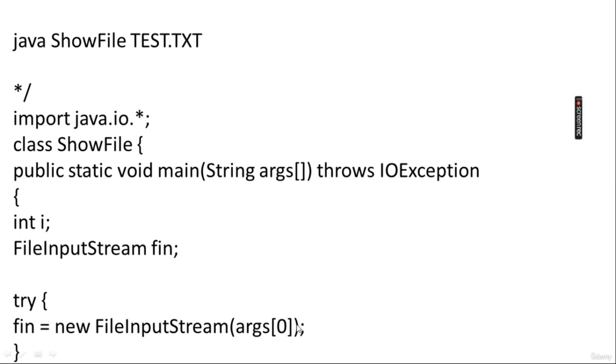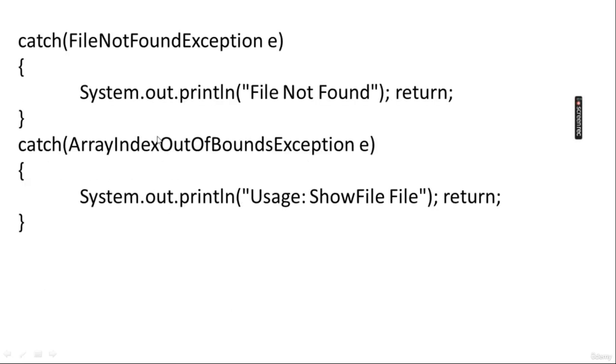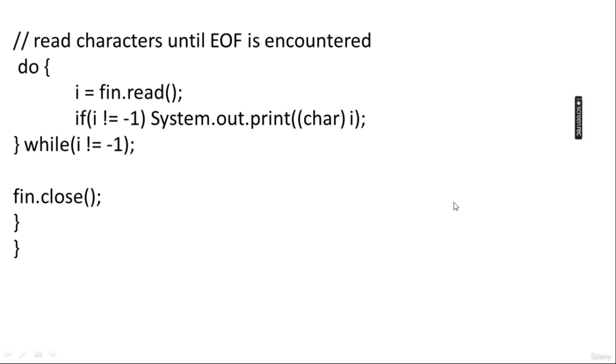So whatever command line argument you specify, that is test.txt, will be your file name and it will be passed to the file input stream. Then FileNotFoundException is thrown. Also ArrayIndexOutOfBoundsException is thrown. Now read characters until end of file is encountered.